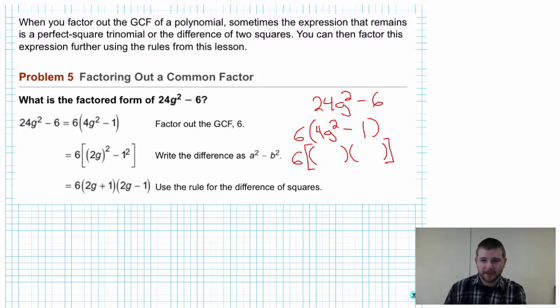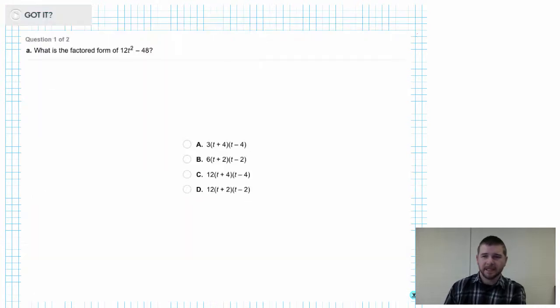I've inserted brackets here to have an extra layer of grouping symbols to help us keep everything organized. The square root of 4g squared. The square root of 1. 1 plus, 1 minus. A quick check. 4g squared minus 2g plus 2g cancels. Minus 1. Perfect. Now we can rewrite this without the extra set of grouping symbols. And we're done.